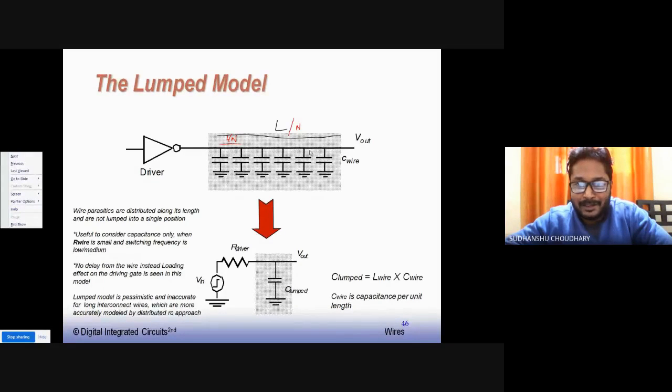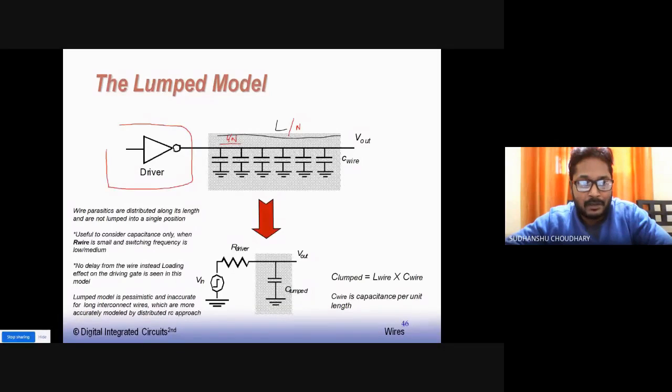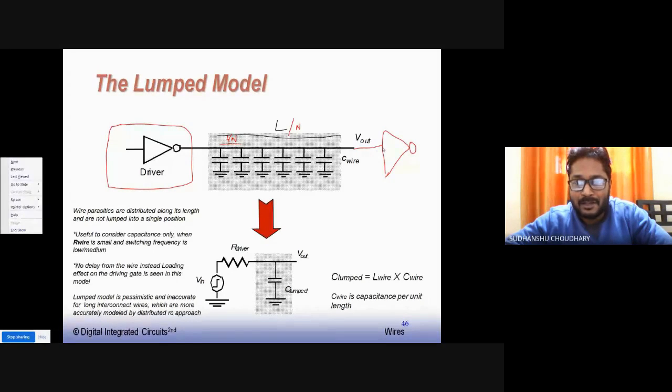Now if there is no resistance here, then it obviously means that this entire length of the wire represents a load for the driver. Let's say this is my driver, which is driving maybe some load inverter, and these two are connected by a wire here.